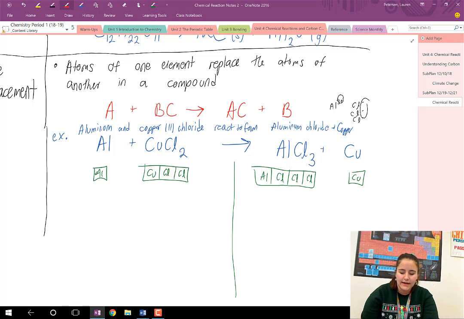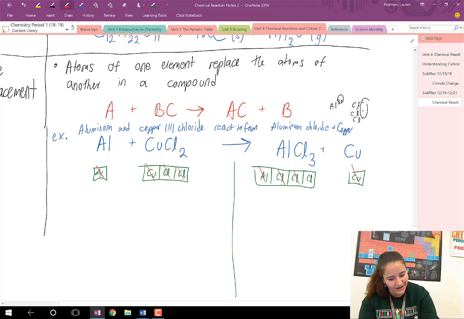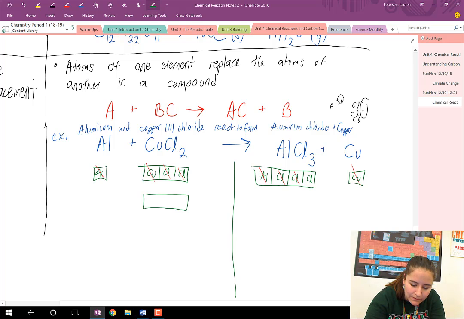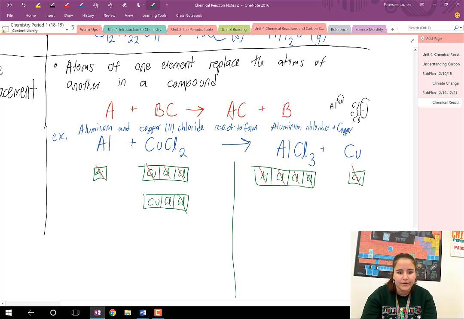Okay. Then I start canceling out. 1 aluminum, cool. 1 copper, cool. 2 chlorines, dang it, got another chlorine left. So on the left side, the only way I can get another chlorine is to add another copper chloride, CuCl2. Okay, then the chlorine cancels out with that. But now I have another chlorine and another copper.